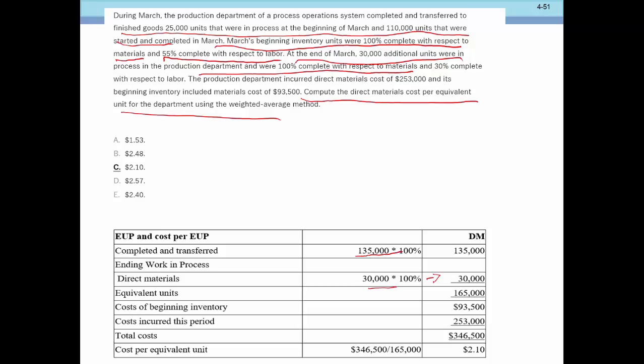So 30,000 for that. So now we have our equivalent units, which are basically all the units, and we take that and divide that into our cost, both those in the beginning inventory and those added for the period, and that gives me my cost per equivalent unit for the material, right? So the trick there was to pick up that 100%.